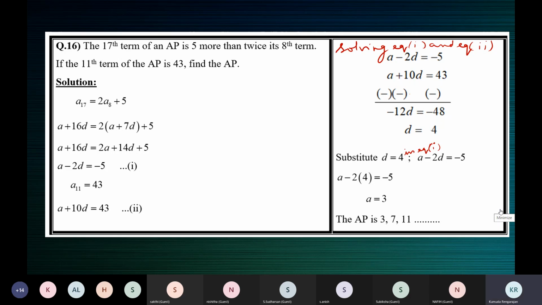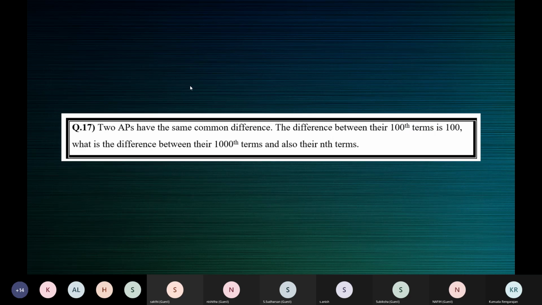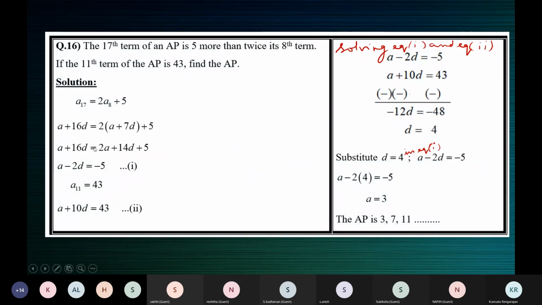So on solving, we have D is 4 and A is 3. Once you find the values of A and D, the first term A is 3, then D is 4, so 3 plus 4, 7. 7 plus 4, 11. So this is the required AP. The AP is 3, 7, 11, and so on. You can just write the first 3 terms and then use dots.